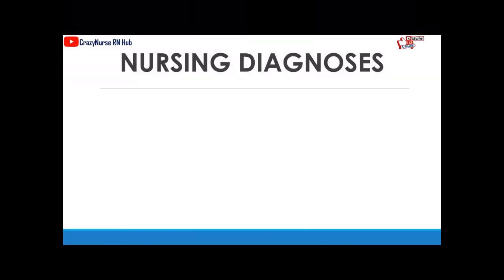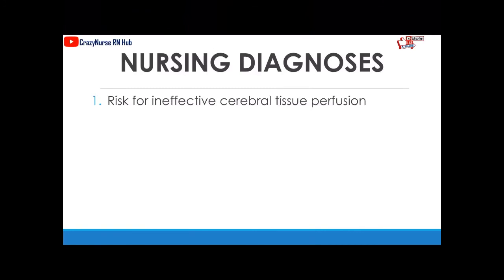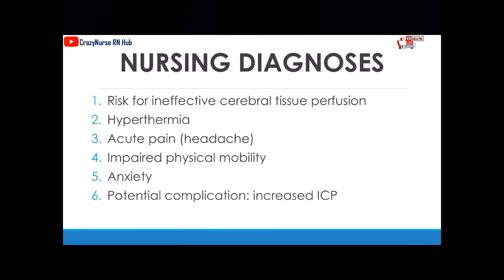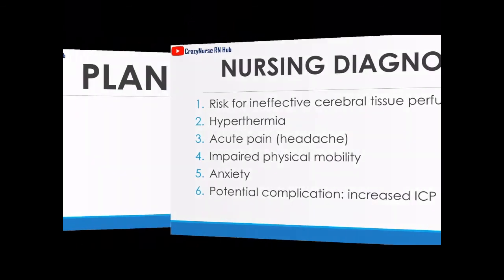Now let's have the nursing diagnosis. So first, we have the risk for ineffective cerebral tissue perfusion, hyperthermia, acute pain or headache, impaired physical mobility, anxiety, and potential complication of increased ICP.